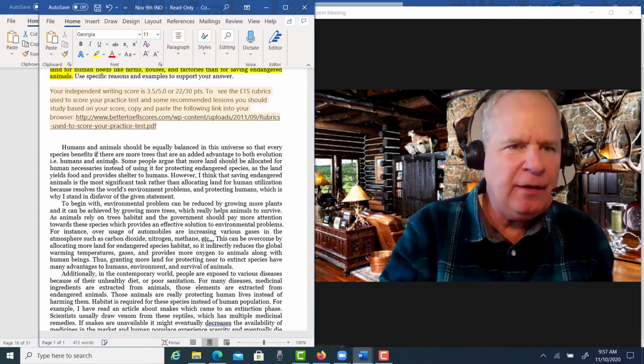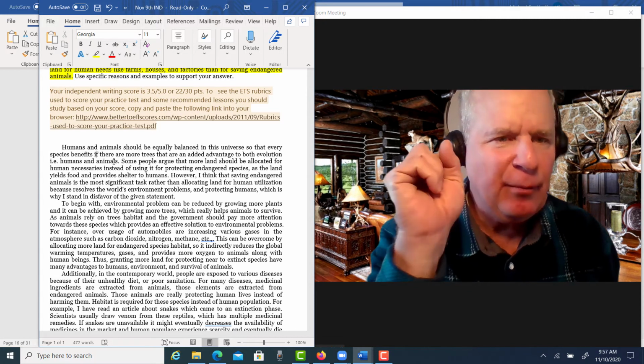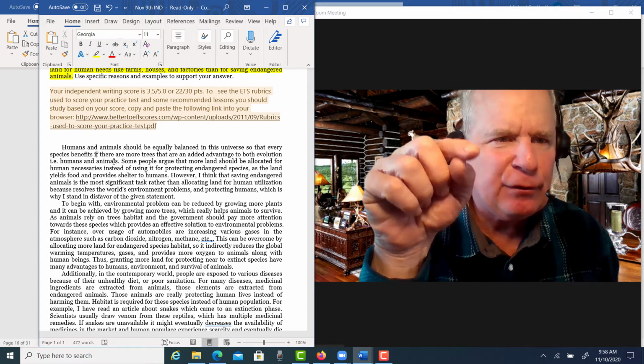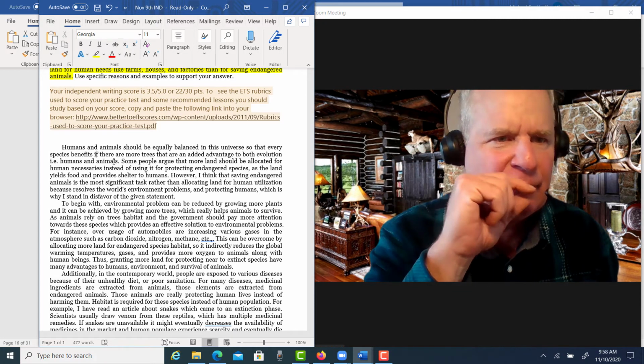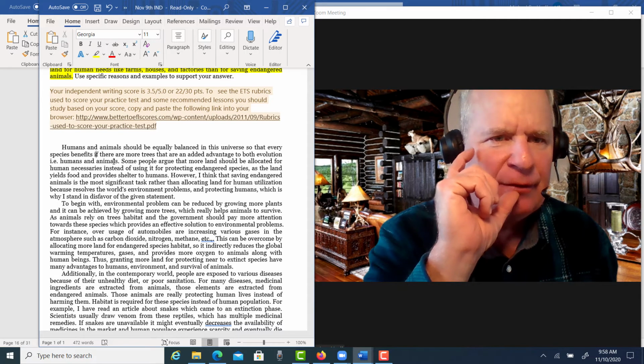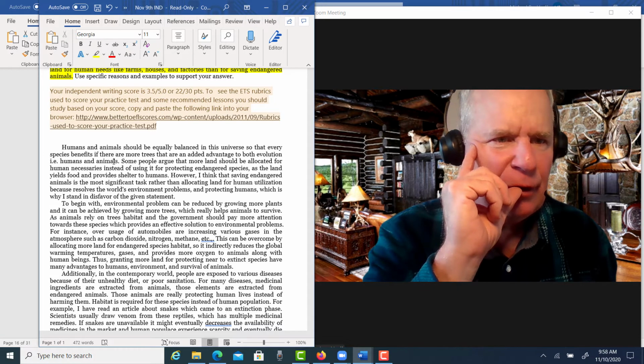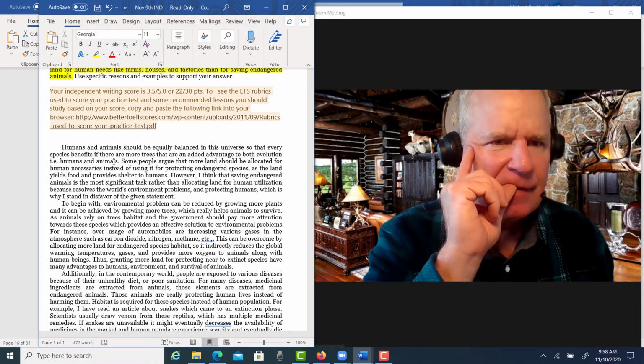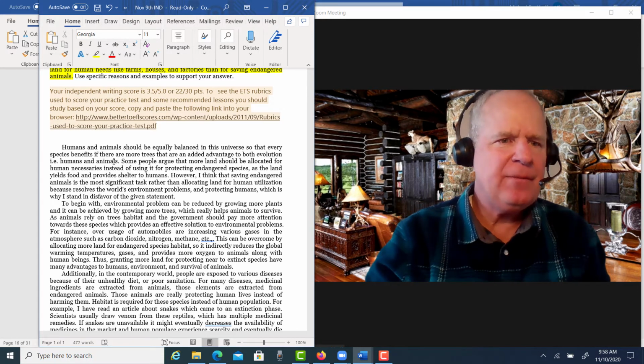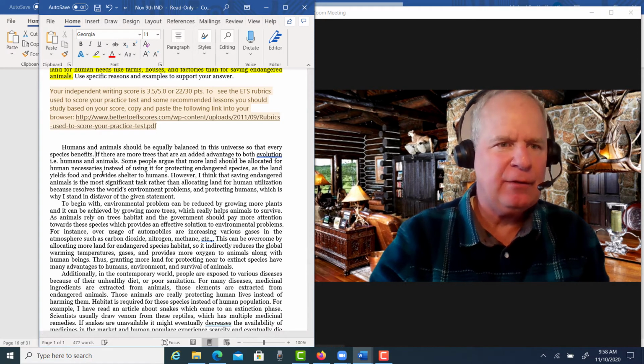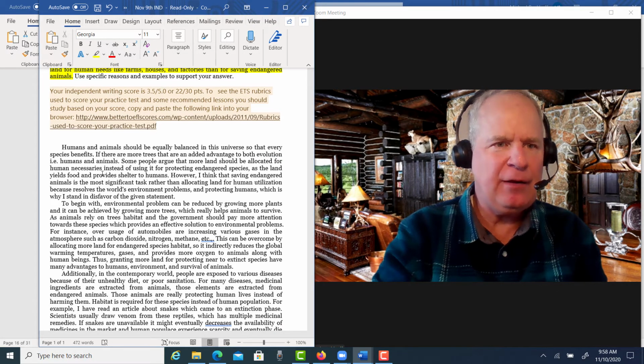Let me look at it this way. Humans and animals should be equally balanced in this universe so that every species benefits. If there are more trees that are added, that are an added advantage to both evolution, humans and animals. Okay, I think I see what you're doing here. Hold on, I've got to figure it out here. It's giving me a headache.